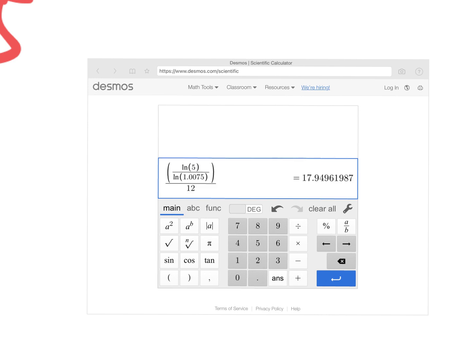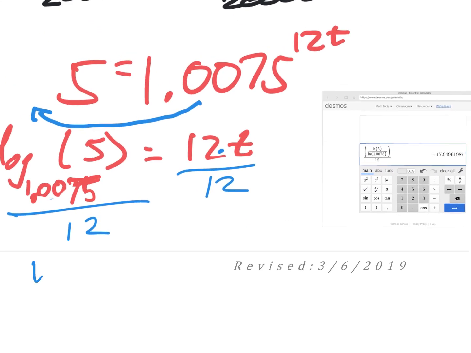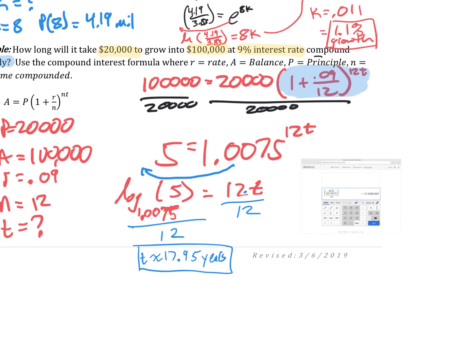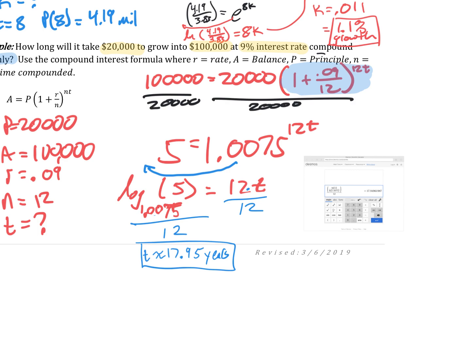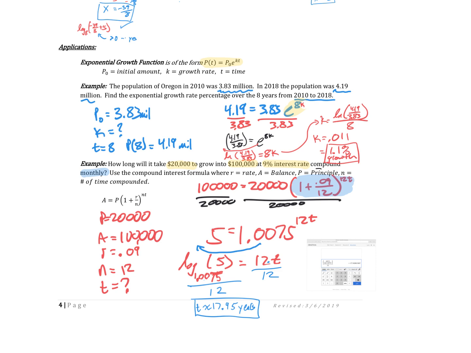17.95. All right, so t is about 17.95 years to make the money 5 times larger, if you get that 9% interest rate. All right, so that's the idea. That's how we do that. We take an exponential, change it into a logarithmic equation, and finish it off with our change of base as needed. Hope that helps. Keep at it, and thanks a lot.